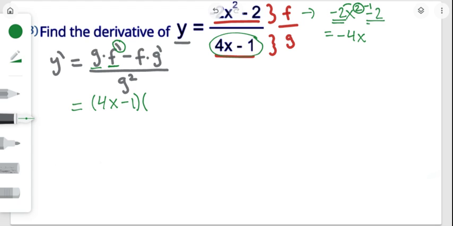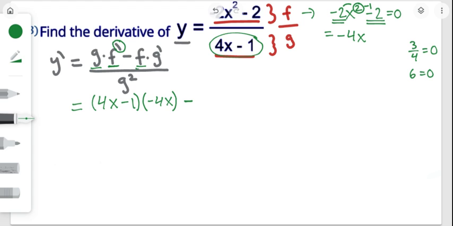And if you see a constant number, this means it's equal to 0. Any constant number will give you a 0. For example, 3 over 4 is equal to 0, or for example, 6 is equal to 0. Any constant number is equal to 0. So the derivative of f is negative 4x. Closing the bracket, then minus.